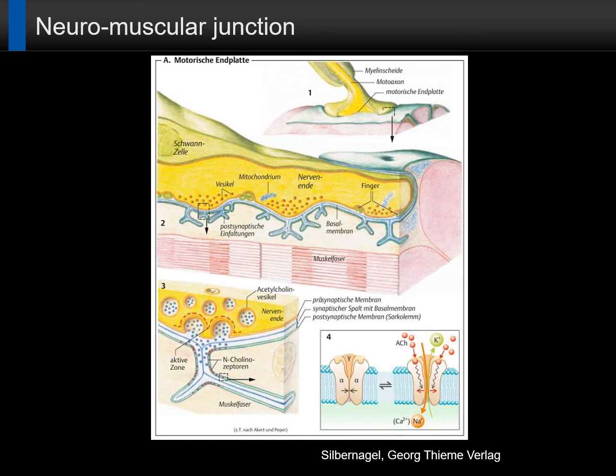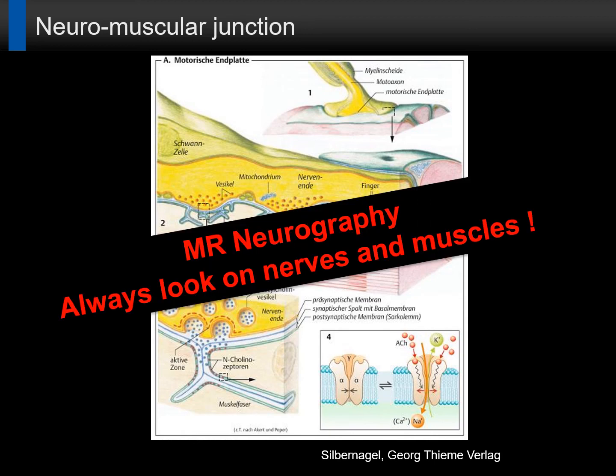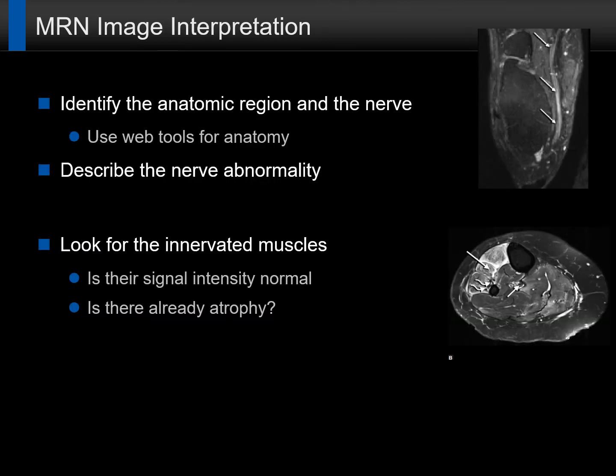The nerve is not the nerve only. If you perform neurography, you also have to look at the end organ of the nerve, and that is very often the muscle. We have the neuromuscular junction. They can have their own diseases, but whenever you look at an MR neurography, you always look at the nerves and the muscles. That's very important to remember. So MR image interpretation is all about knowing the anatomy and the nerves. You need to describe the abnormalities precisely, and then you have to look at the muscles, whether they are hyperintense or if there is atrophy of the muscles already.